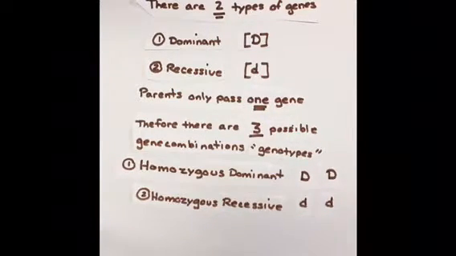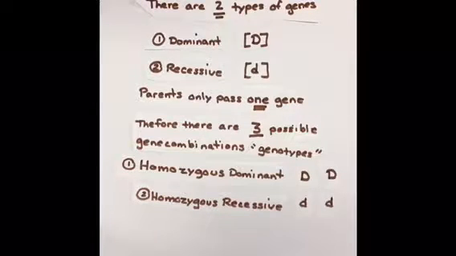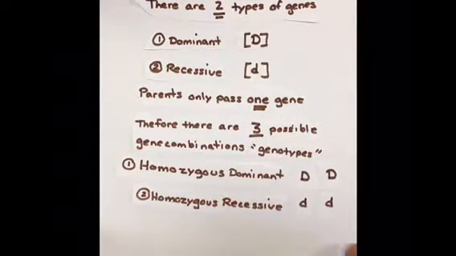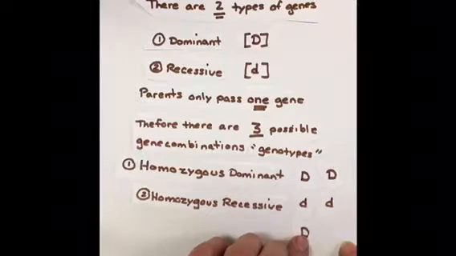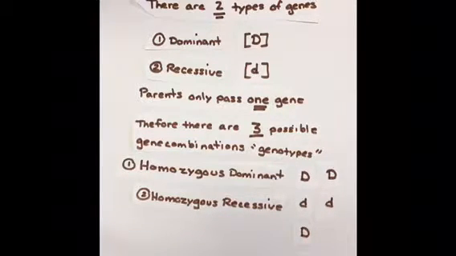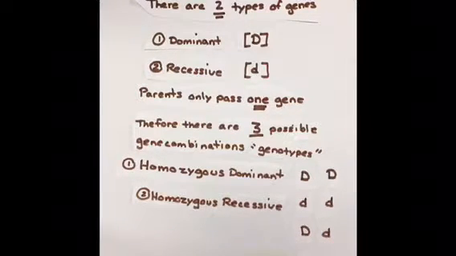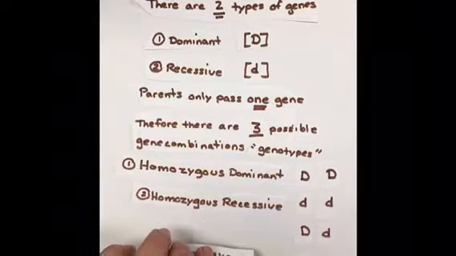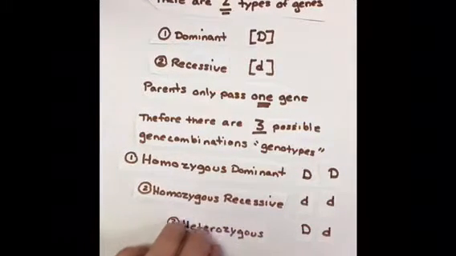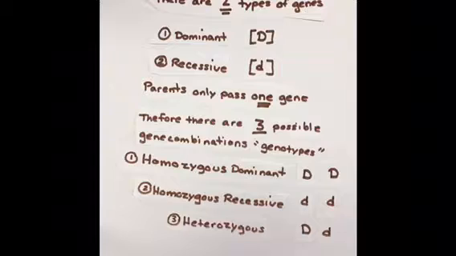Just because you're homozygous recessive for one particular trait doesn't mean that you're homozygous recessive for all your other traits as well. Now, the last gene combination is, if one parent gives you a dominant gene and your other parent gives you a recessive gene, now you have two different versions of a gene. You have a dominant gene and a recessive gene. In this case, we say that you're heterozygous for this particular trait.